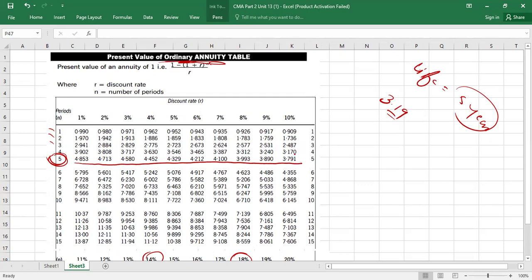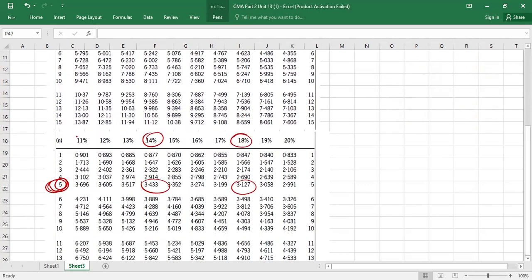3.19. No, because this is up to 10%. So let's search next one also. Here we have a percentage 11, 12, 13 till 20. And again, year 5 we have here. We'll search where it's written 3.19. So see, here it is written 3.19. Right or wrong? 3.19. It means our IRR is approximately 17%.